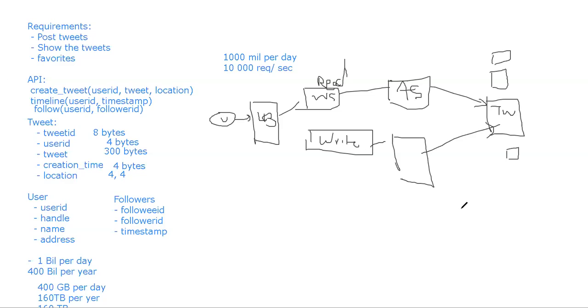I'll have to find some way to figure this out, and these would be limited. Let's say on average a user will have like 200 friends. I'll try to fetch the tweets for these 200 people based on the timestamp. Let's say I get the recent 20 tweets from each of them.